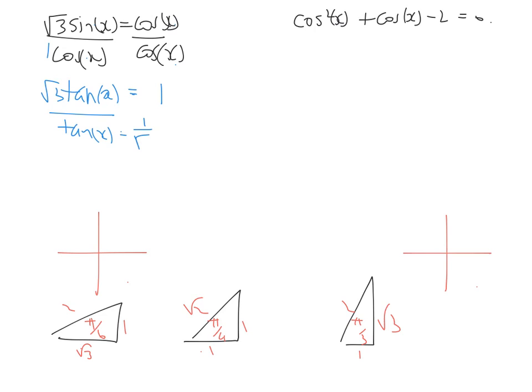1 over root 3. So, tan is opposite over adjacent, so we look at our 3 triangles where the opposite and adjacent sides are 1 and root 3 respectively, and we'll see it's pi on 6. So this implies that x equals pi over 6.